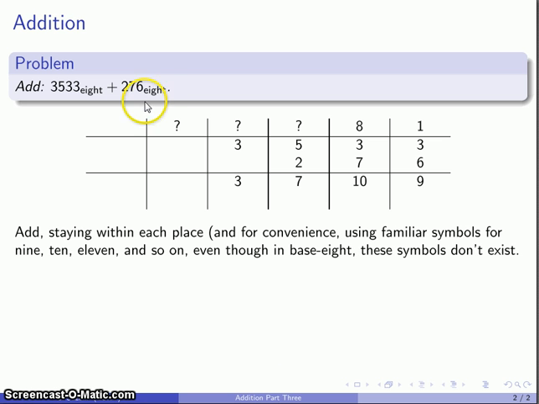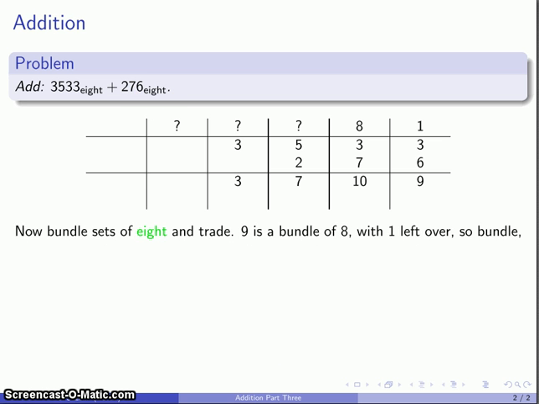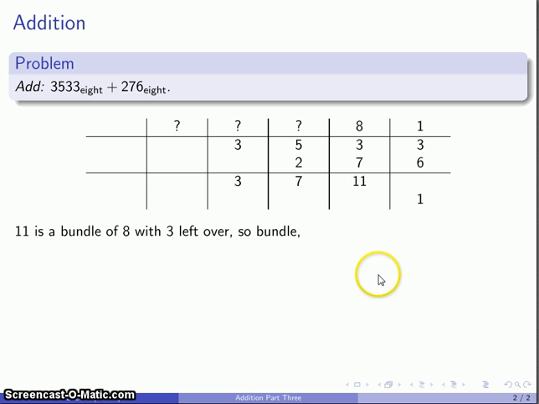Now we want to bundle sets of 8 and trade for one in the next place over. So our first set, 9, that's a bundle of 8 with 1 left over. So we'll bundle and trade 8 for 1 in the next place over, and then we'll combine these two. 10 and 1 is what we would call an 11. Again, we'll take a bundle of 8 and 3 left over.